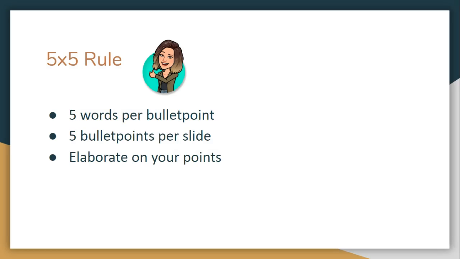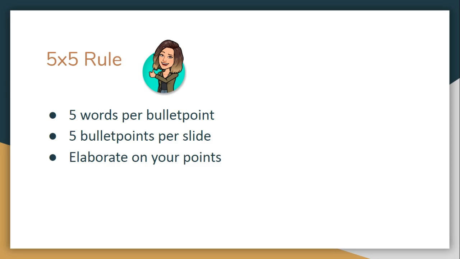The 5x5 rule. So here's how it goes. No more than 5 words per bullet point, no more than 5 bullet points per slide. I'm pretty strict on this rule only because I want you guys to elaborate on your points. I don't want it to become a text-heavy slide where we are so focused on reading what your slide says versus what you are saying. So try to minimize the amount of words on your slide and then take the time in class when you're presenting in front of your peers to elaborate on what you're trying to say.